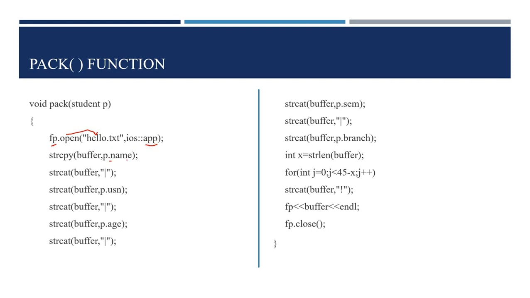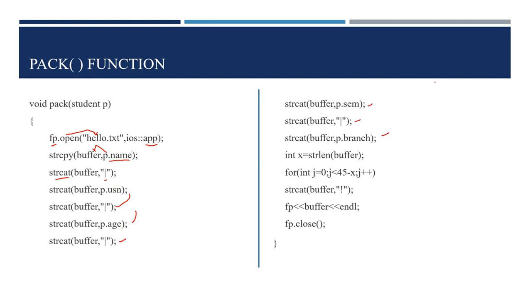Then the name of the student, the first element, is recorded and stored into the buffer. Then it will be differentiated with a delimiter, that is, a concatenation of the name with a delimiter. Then similarly the delimiter is concatenated with the USN. Then one more delimiter is added. Then the age of the student. Then another delimiter, semester, delimiter, and branch.